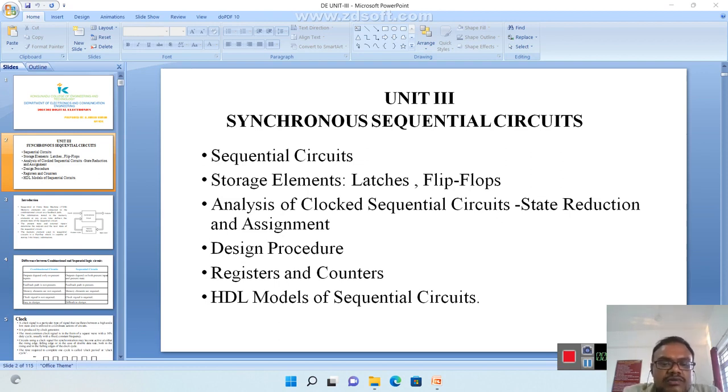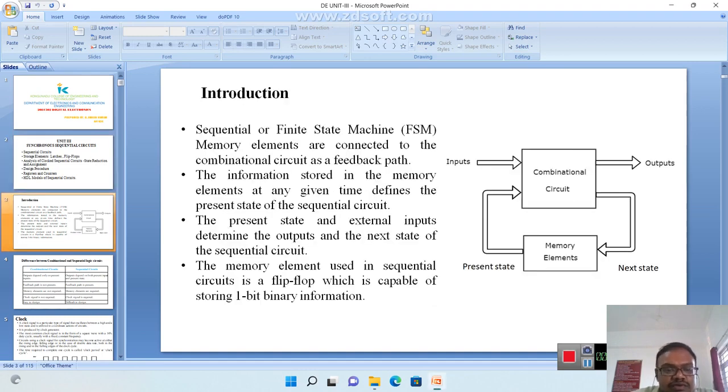The sequential circuits, the storage elements of latches and flip-flops, then analysis of clocked sequential circuits, the state reduction and assignments, then design procedure, then registers and counters, then HDL models of sequential circuits. These are the topics under the synchronous sequential circuits, or otherwise under unit 3. Okay. Now, the introduction of unit 3.